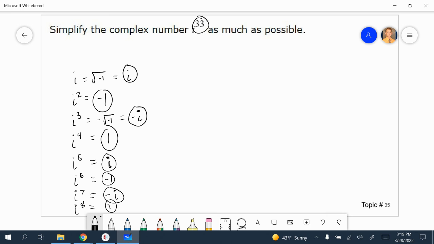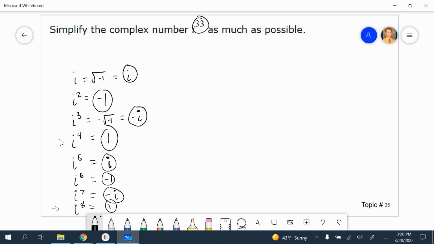Now it says 33 is our number. So here's what I like to do. I like to pick a number that's divisible by 4 because, for example, i to the fourth would be 1. i to the eighth would be 1. You can imagine i to the 12th would be 1. i to the 16th would be 1. So we can figure out where we're located just based on numbers that are divisible by 4.